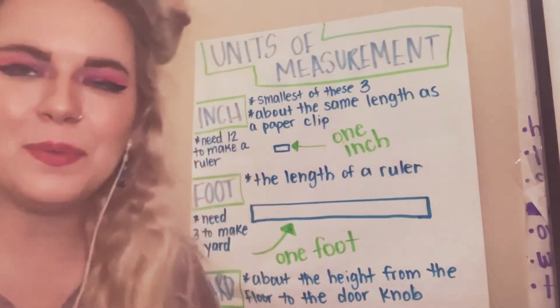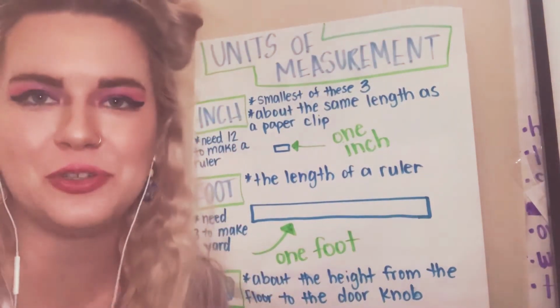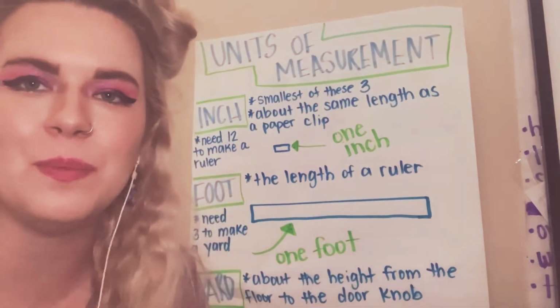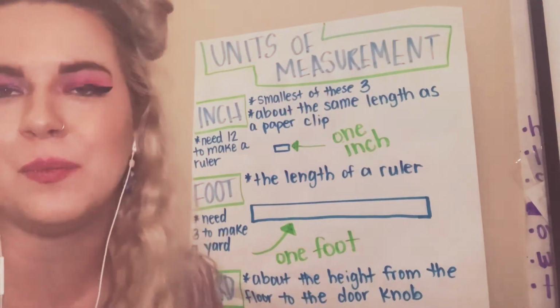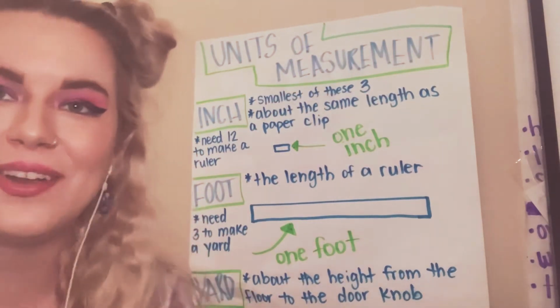Friends, today we're moving on in math to units of measurement. So we're moving away from coins and we're moving into the ways that we can measure things, how we measure them, what tools we measure with, and comparing lengths.